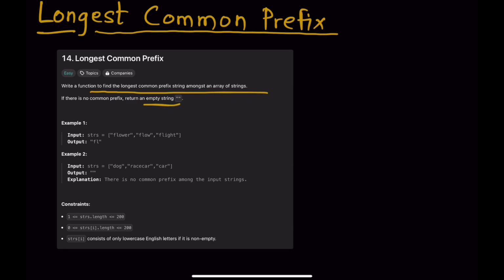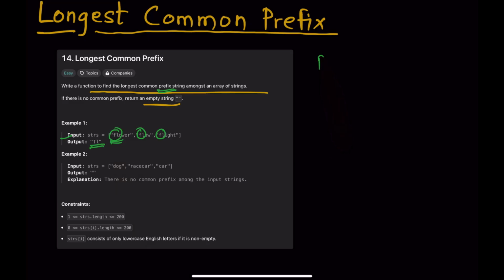So you are given an array of strings like this as your input: flower, flow, flight. As you can see, FL is common in all the strings. So FL is the common prefix. Note that the problem statement is asking you to find the prefix. Those who don't know, a prefix is a letter or group of letters at the beginning of the string. So we are only interested in the start of the string.